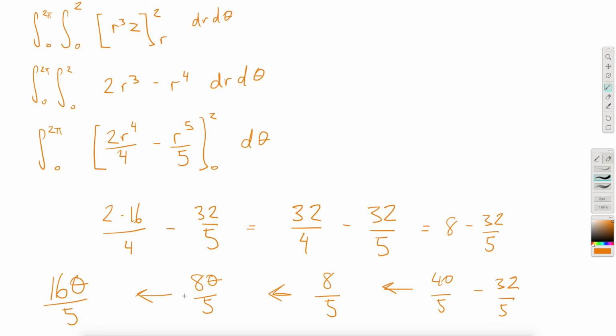And that is the answer he got. 16 pi on 5. And that's the answer he got in the lectures.